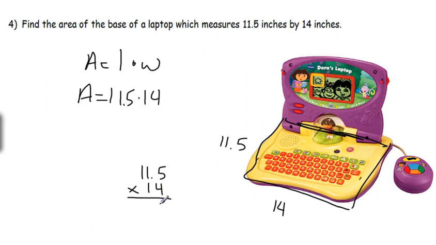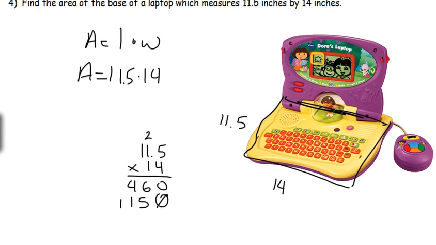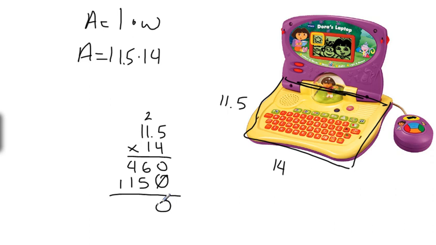So 5 times 4 is 20. That's 2. So 4 times 1 plus 2 is 6. That's 4. We bring down a 0 before going to our tens place, and then 115 times 1 is just going to be 115. If we add these together, we get 0, 1, carry the 1, 6, 1. We have just one decimal place up here. We need one decimal place in our answer. So what is the area of our super sweet Dora laptop? It is 161 inches squared.